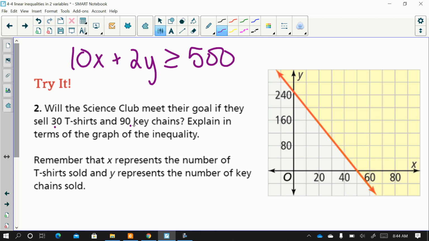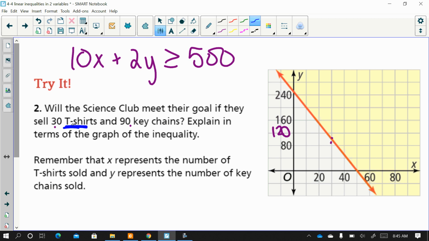So you can either look at the graph and see if that point is in the shaded region. Okay, so 30, 90, I'm not 100% sure because I don't know what this scale is. I know this would be 120, but 90, is that here? Is it on the line? Not 100% sure. So what we can also do here is plug and chug.